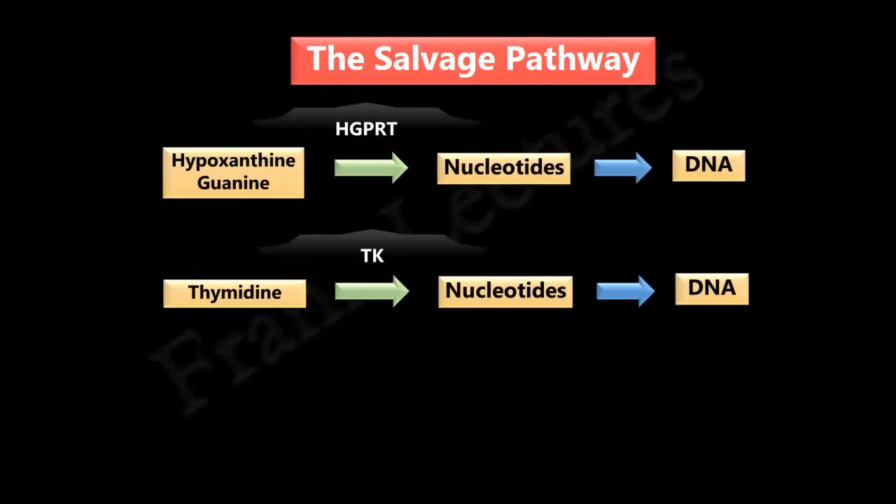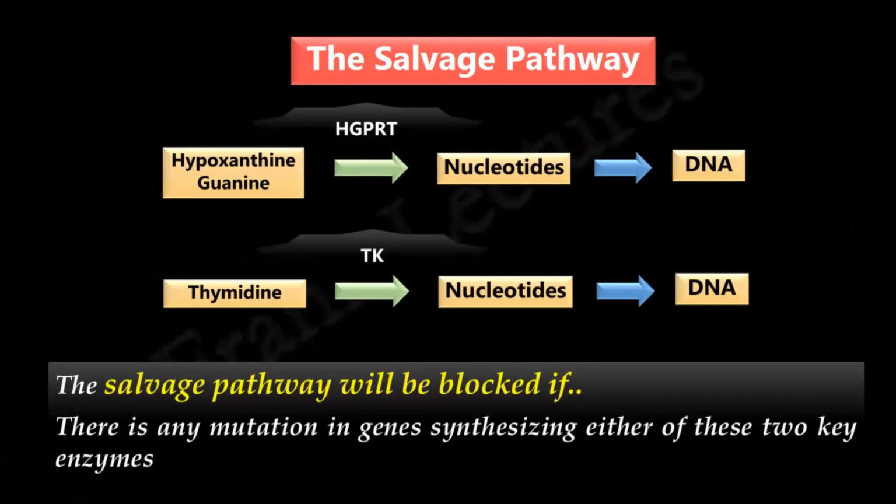If there is any mutation in the genes producing either of these two key enzymes, the salvage pathway will be blocked. This is because the mutation will make these enzymes non-functional. So, we now understand that HGPRT is a key enzyme in the formation of nucleotides by the salvage pathway.